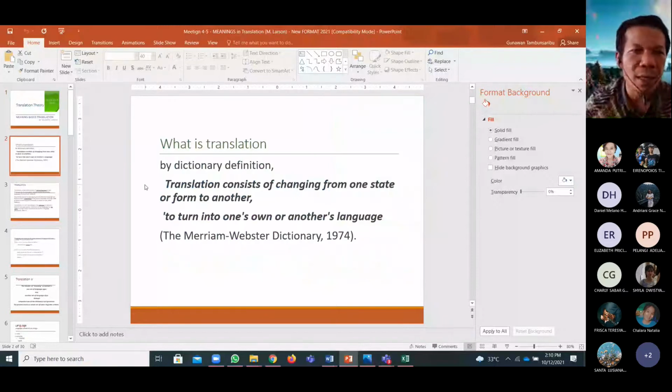So as we have known from the previous meetings, we have known some definitions stated by the experts in the translation field. Again, from the Merriam-Webster dictionary, the company stated that translation consists of changing from one state or form to another. It means turning one state, the word, into another language. So there will be a source and a target: SLT, source language text, and TLT, target language text.